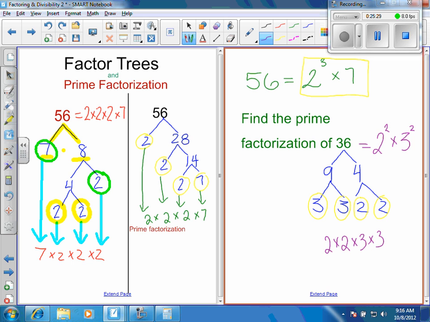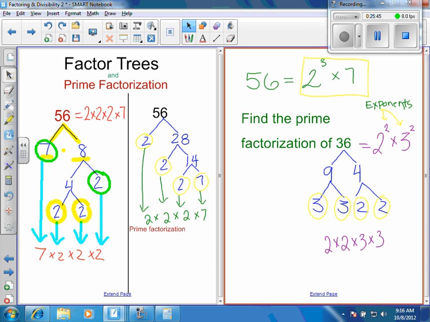Exponents. These little numbers here, remember, are called exponents. So you want to practice writing in exponents today. Does that mean squared though? Well, 2 squared is 2 times 2.